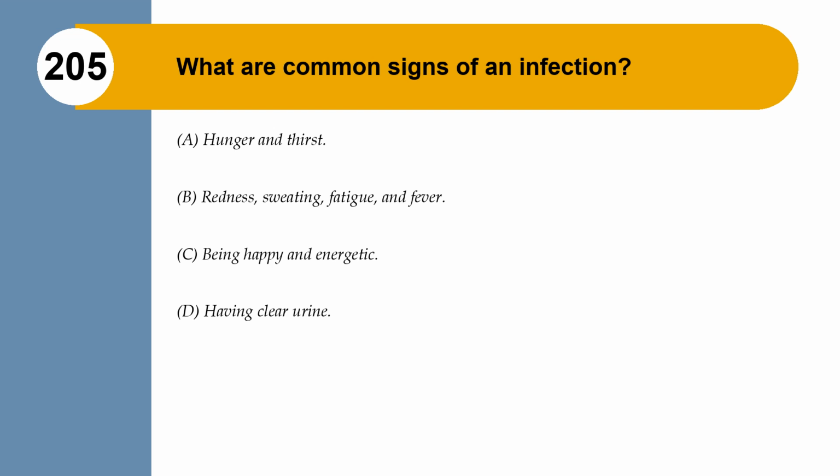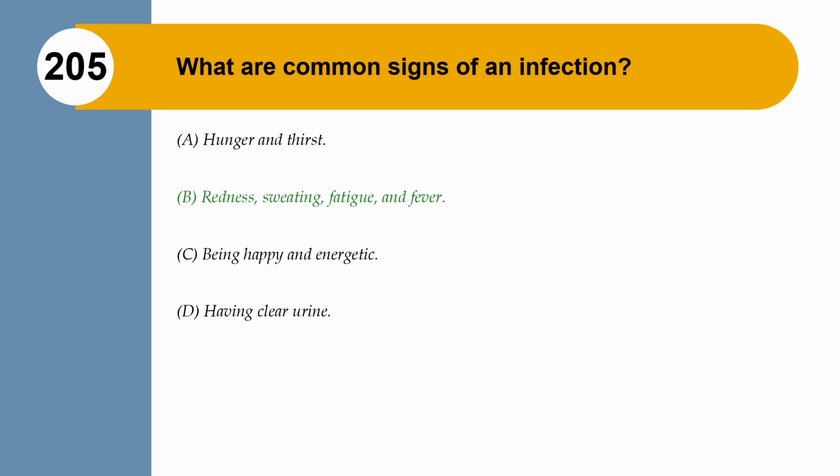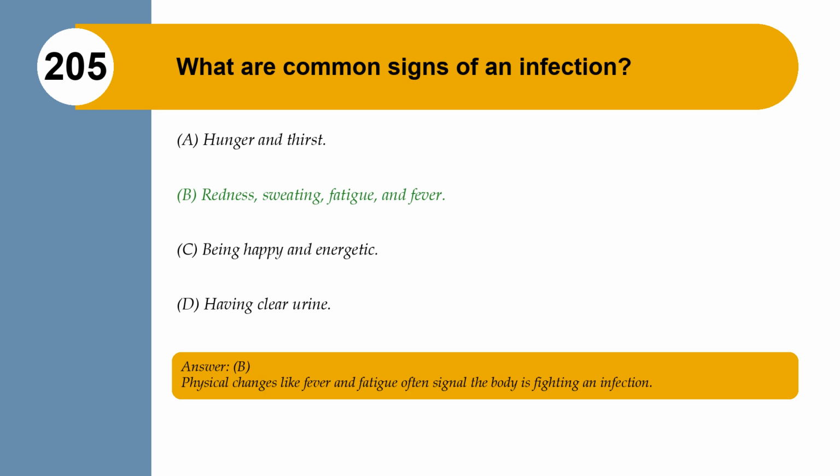Question 205. What are common signs of an infection? Option A, hunger and thirst. Option B, redness, sweating, fatigue, and fever. Option C, being happy and energetic. Option D, having clear urine. The correct answer is option B, redness, sweating, fatigue, and fever. Explanation. Physical changes like fever and fatigue often signal the body is fighting an infection.